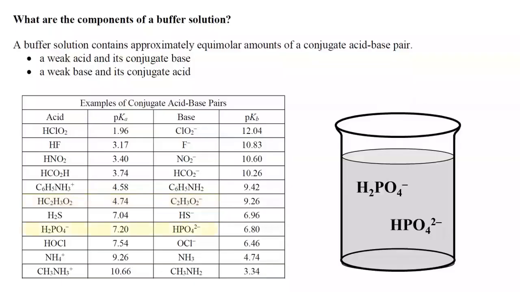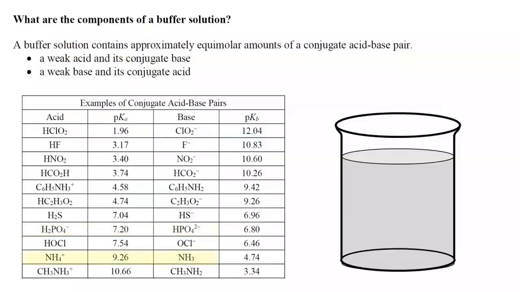If you have a mixture of H2PO4-, which is called dihydrogen phosphate, and HPO4 2-, which is called hydrogen phosphate, then if you have an equimolar mixture of these two ions, the pH of that buffer solution would be 7.20, which is the pKa for the dihydrogen phosphate ion.